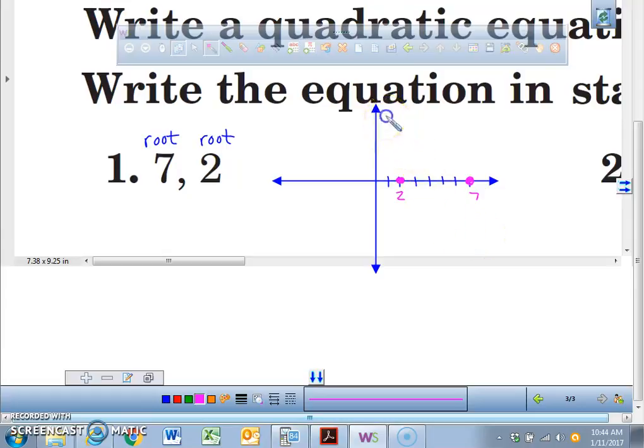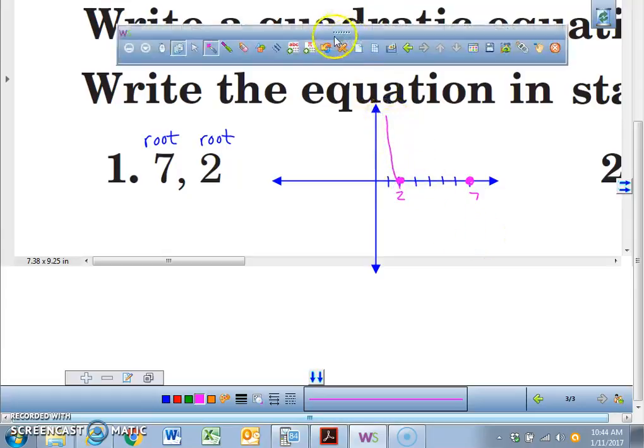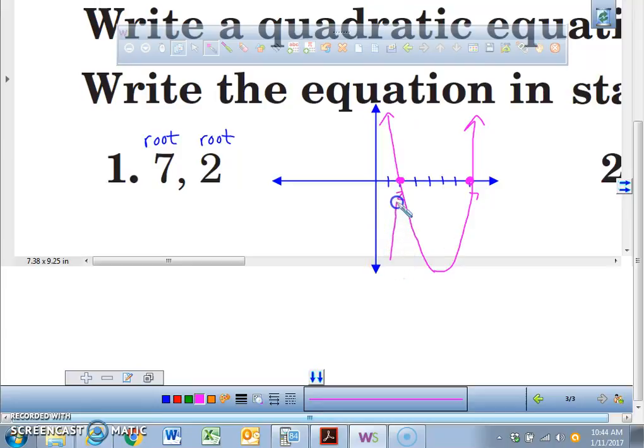You could have a parabola go down through the 2, and it bottoms out, eventually goes back up. That could be one of your parabolas. Okay? You could also have a parabola that goes up through the 2 and maxes out and then goes back down. So there's an infinite number of parabolas that can have roots of 2 and 7.